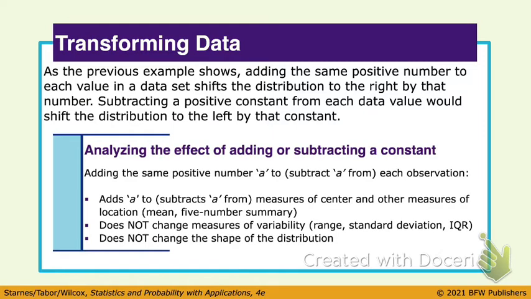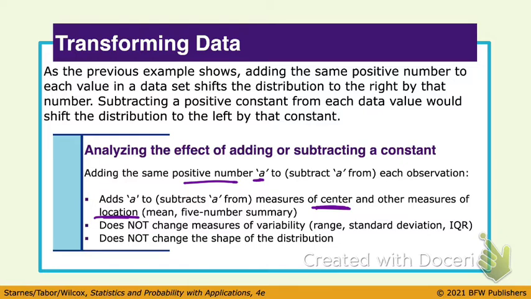And so adding a value, we're going to call it a positive number A. Adding A will add A to all measures of center and other measures of location. So your mean, your 5-number summary, all of those things are going to change by that same addition.